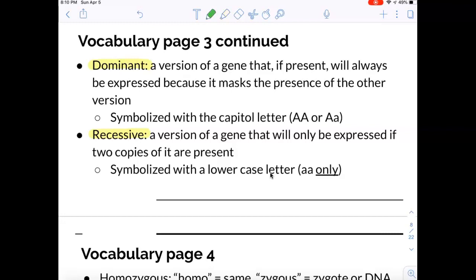A dominant version of a trait is the form of a gene that, if present, will always be expressed because it has the power to mask the presence of the other, okay? Basically, when you have that version, your DNA says, I'm going to express it, and it's going to turn off the presence of the other version. So we symbolize this with the capital letter. That version is big A or big B or big C. Does that letter matter? No, it does not. It is all arbitrary. I usually give you letters just to make it simple. But if I don't, you can make up your own letters.